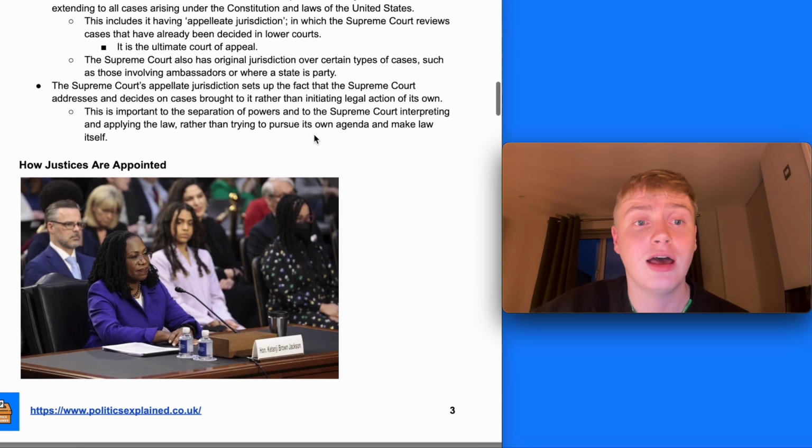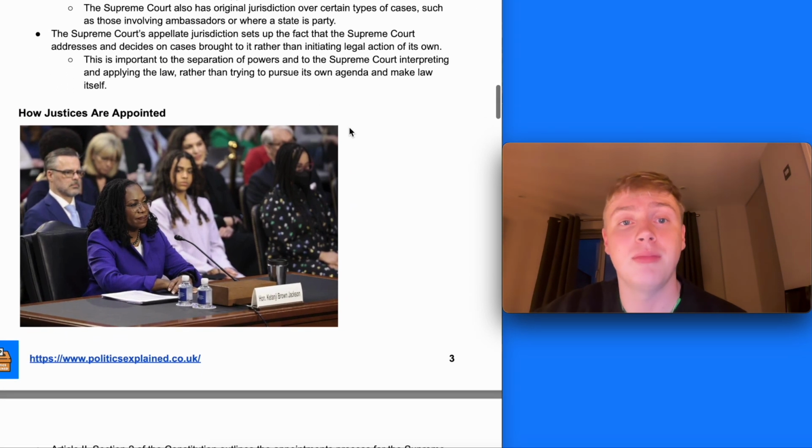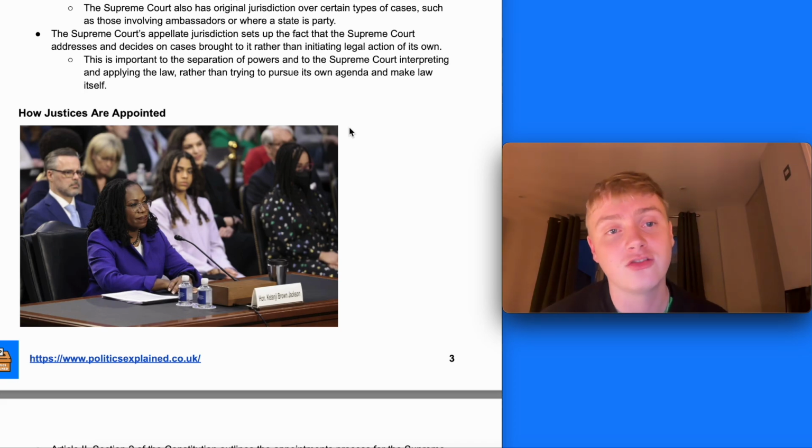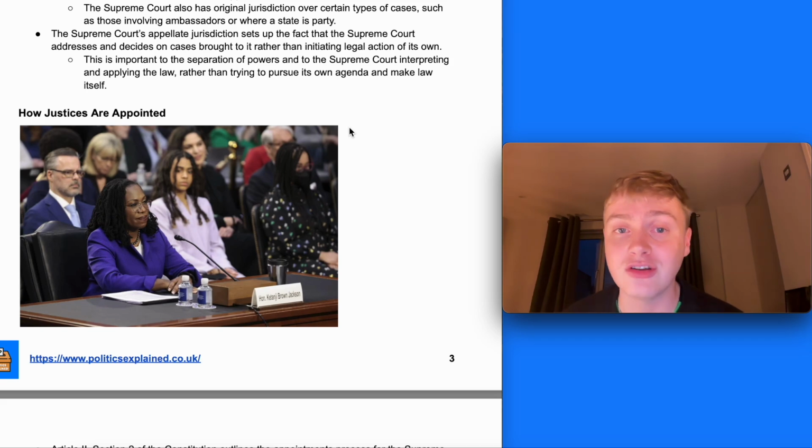The Supreme Court's appellate jurisdiction sets up the fact that the Supreme Court addresses and decides on cases brought to it, rather than initiating legal action of its own. And this is important to the separation of powers and to the Supreme Court interpreting and applying the law, rather than trying to pursue its own agenda and make the law itself.